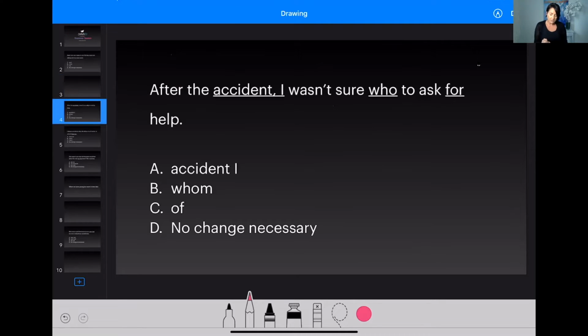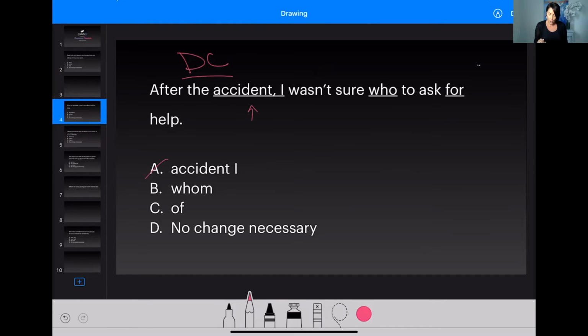Okay. After the accident, I wasn't sure who to ask for help. Okay, so let's just take a look at the whole thing. We have "after the accident," this is underlined right here. Well, in this situation, "after the accident," comma is correct because this is a dependent clause, and dependent clauses are always followed by a comma. Now, I will go over dependent clauses in just a few minutes, so don't worry about that. But that is correct. So we can cross off A. A is not the answer because we're looking for a correction, and A is correct already.